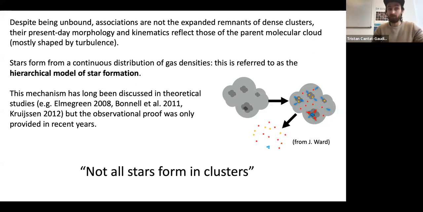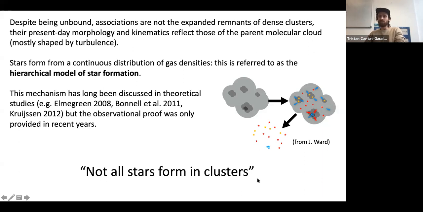That's what people refer to as the hierarchical model. And therefore, the sparse areas, they're not dense areas that have expanded. They're just areas that form like that. And that led to this formula in a paper by Jake Ward.